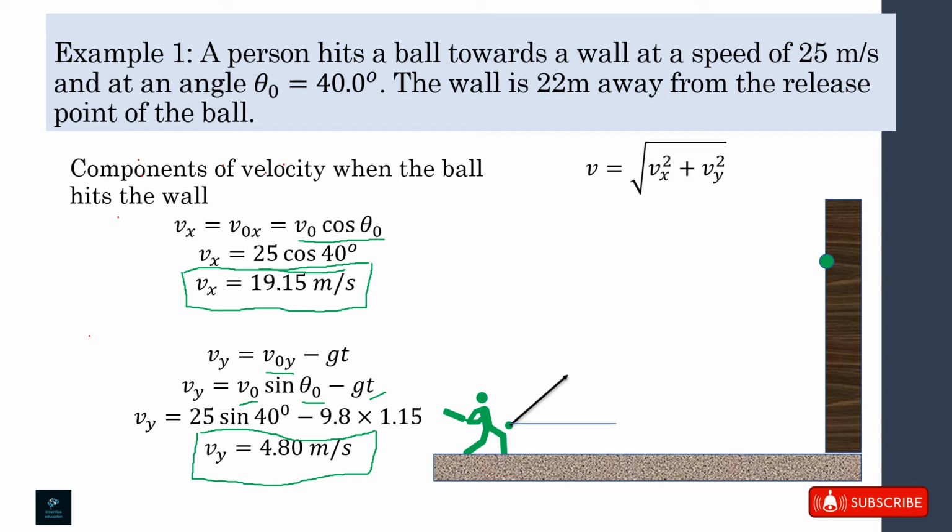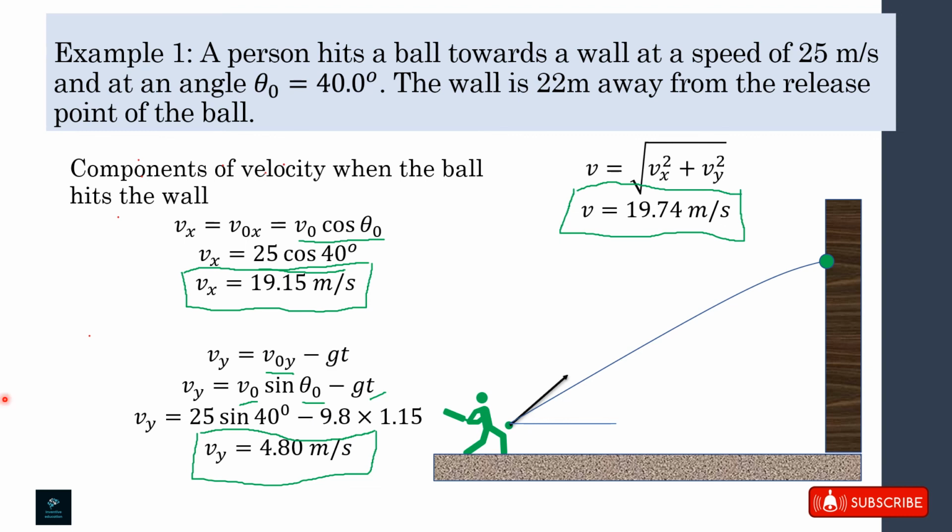We can calculate the magnitude of velocity as v equal to the square root of vx square plus vy square, and if we calculate it, we find that v is equal to 19.74 meters per second. Therefore, the magnitude of velocity when the ball hits the wall is 19.74 meters per second.